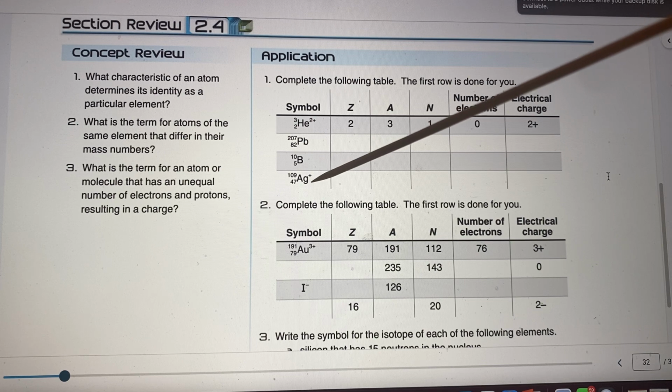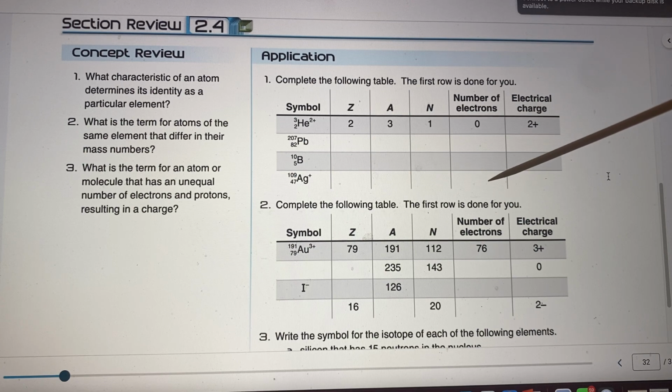The number of electrons. Okay, you're going to have fewer electrons because it has a positive charge. So if we had 47 electrons, it would be neutral. But we need fewer, so the number of electrons is going to be 46. And it'll have a charge of +1.